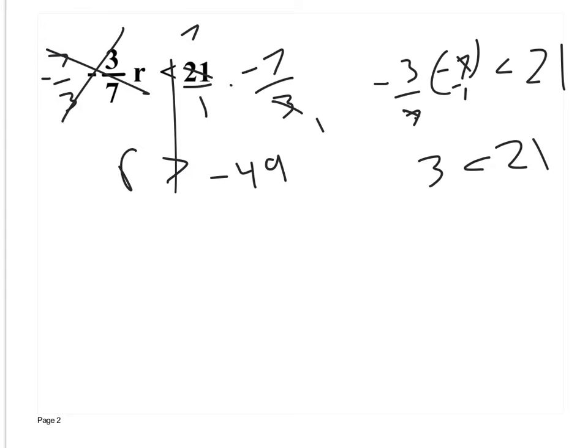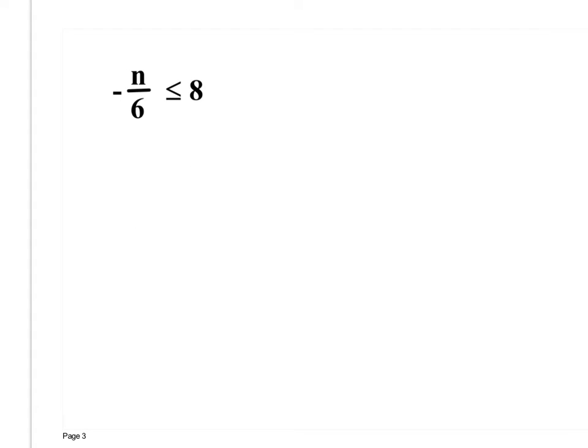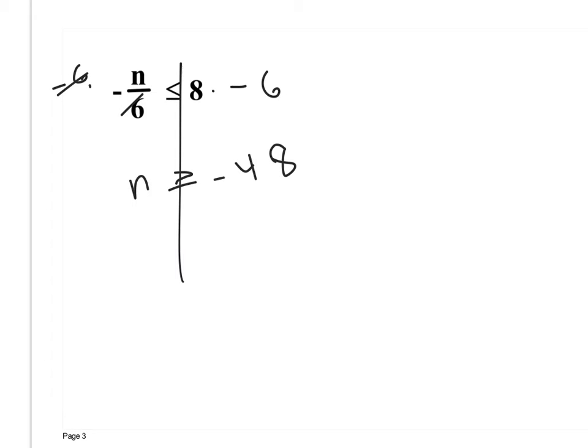Okay? All right, write this one. Negative n divided by 6 is less than or equal to 8. I've got to get n by itself. So I multiply by negative 6 on both sides, since I was dividing by it. 8 times negative 6 is negative 48. And then I realize I multiplied by a negative number, so I have to change my sign. If this is less than or equal to or greater than or equal to, then this is going to be the opposite, and it's going to be equal to.